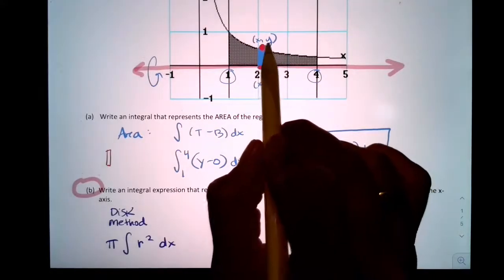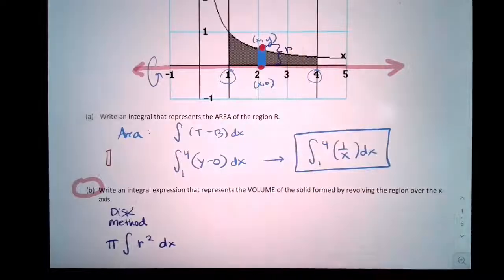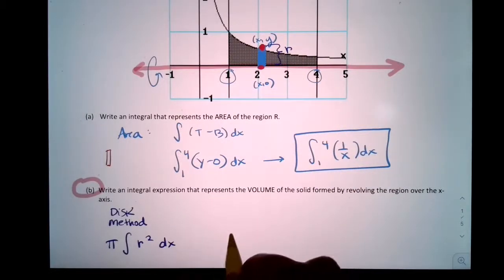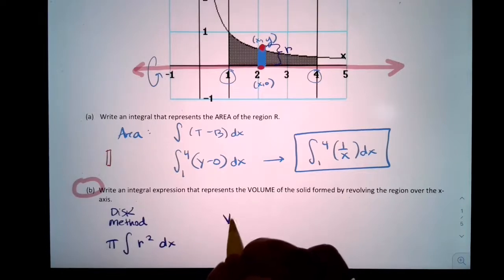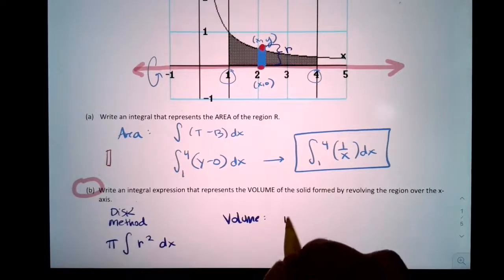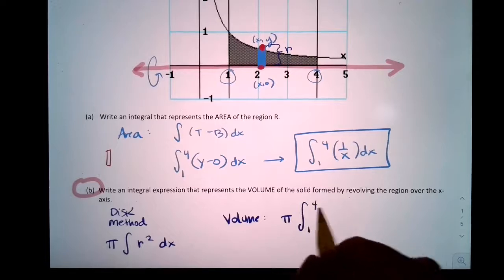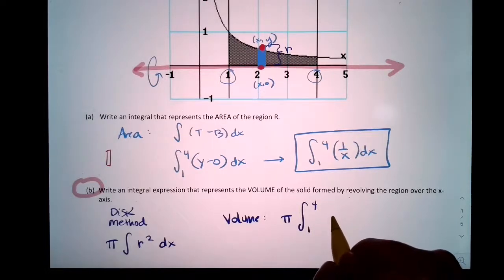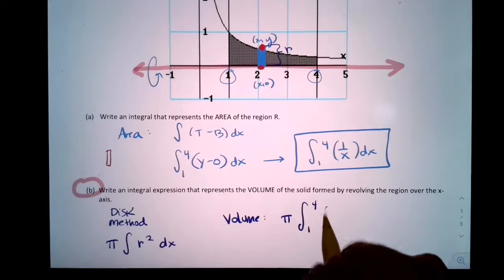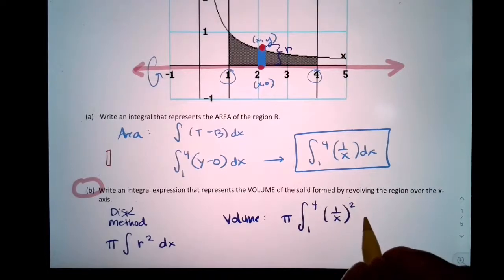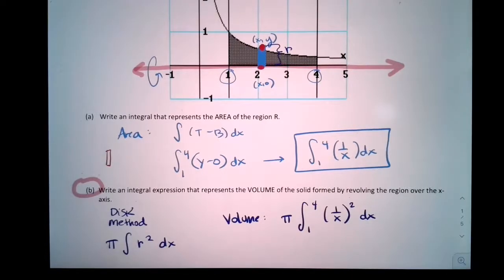So r is the length of that rectangle. And so again, that's pretty much just top minus bottom. So let's put it in terms of this particular question. The volume is going to have a pi on the outside, integral from 1 to 4. I'm squaring that top minus bottom. You're squaring 1 over x. That's your setup for the volume. It just said an integral expression that represents the volume, and so you can move on.